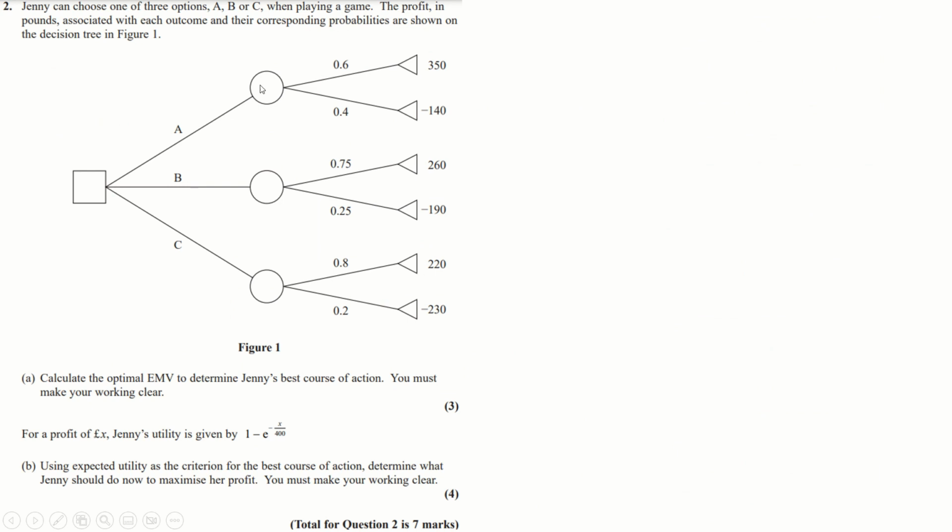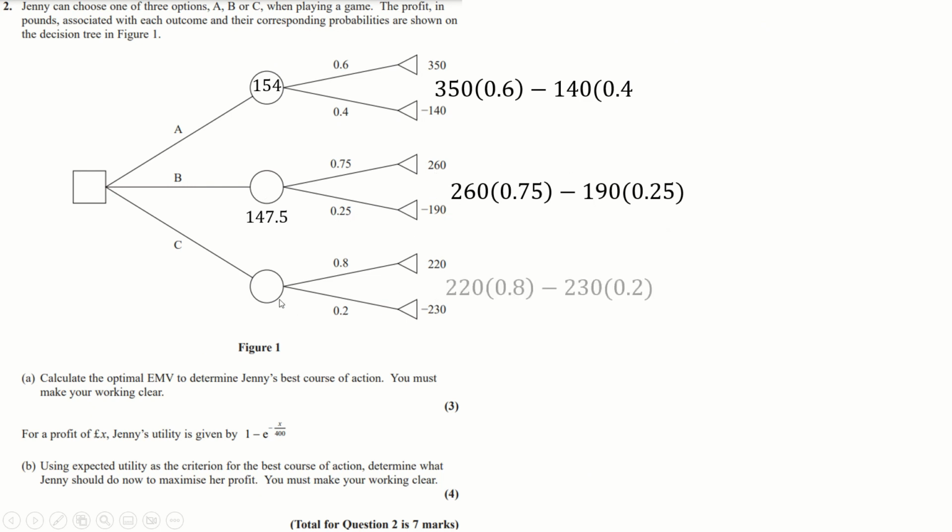Okay, to find this circle here, we do this times this plus this times this, which should have a closed bracket there, but that's okay. And then this times this plus this times this gives us this one, and then this times this plus this times this gives us this one. We're looking for the highest, of course, which is this one. So if she chooses option A, her EMV is 154, and that's what we'll do.